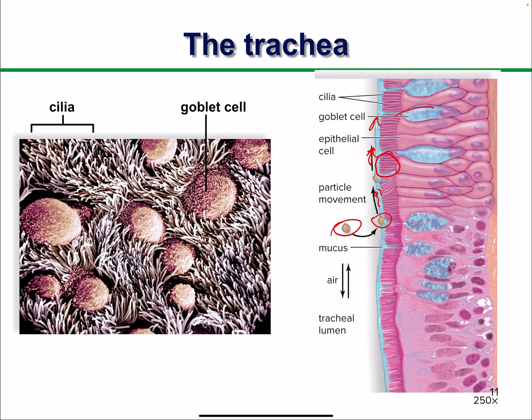Notice a bunch of goblet cells. These goblet cells are responsible for producing the mucus. That mucus traps all the particles that are in the air so that they don't get into the lower respiratory tract.